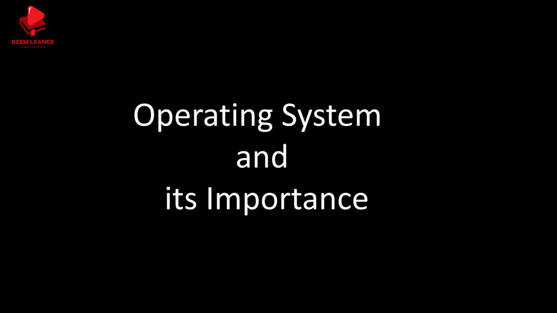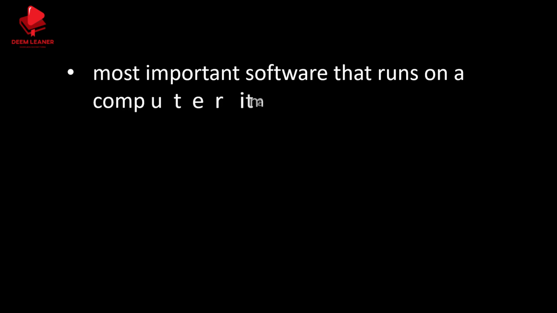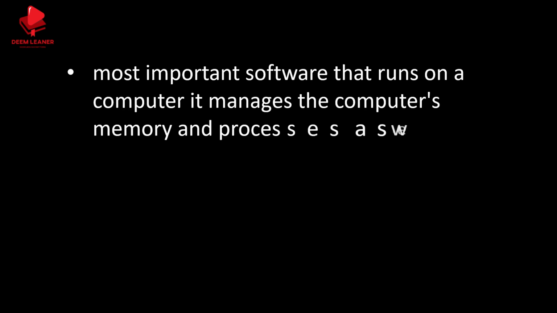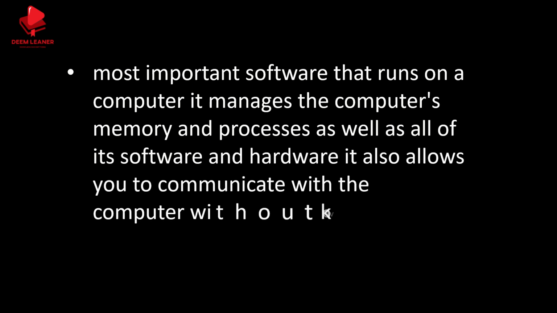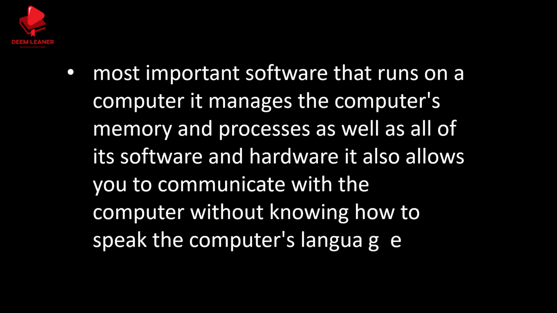So let's start. Operating system is the most important software that runs on a computer. It manages the computer's memory and processes, as well as all of its software and hardware. It also allows you to communicate with the computer without knowing how to speak the computer's language. In a real-time situation, operating system is like a manager, and all softwares and hardwares, all types of inputs and outputs are his employees of different designation working under him.